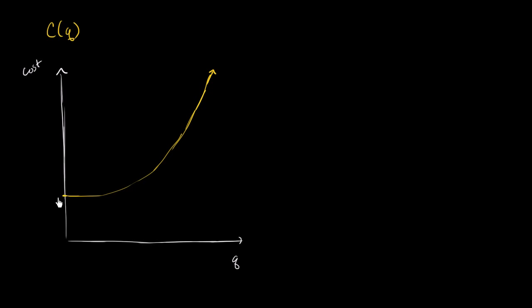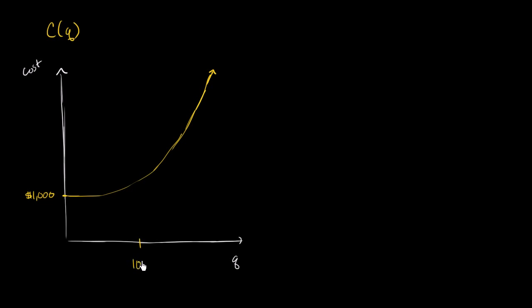Even if I produce nothing, I still have fixed costs. I have to pay rent on the factory. I have to probably pay people even if we produce nothing. And so let's say that fixed cost in the week is $1,000. And then as my quantity increases, so do my costs.